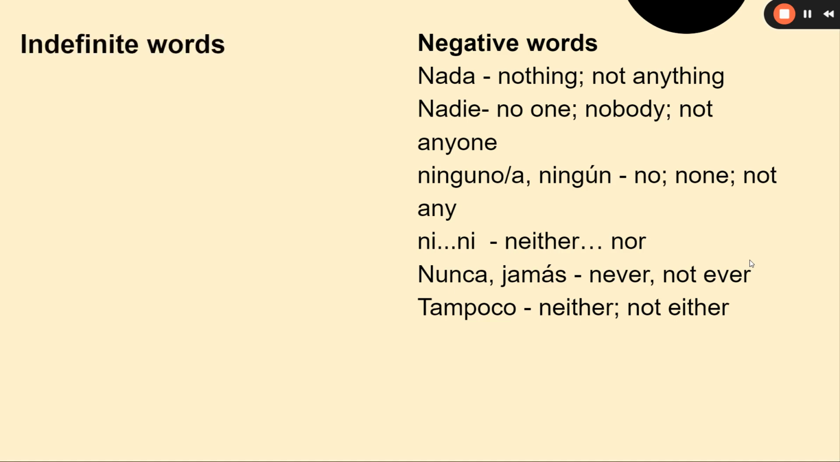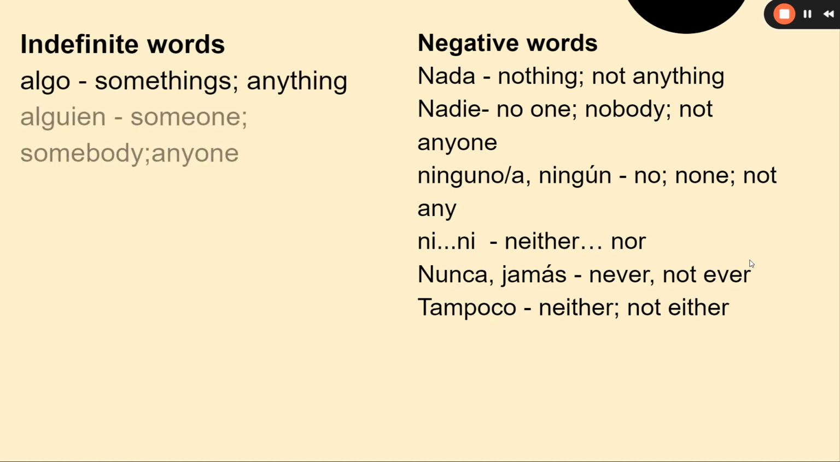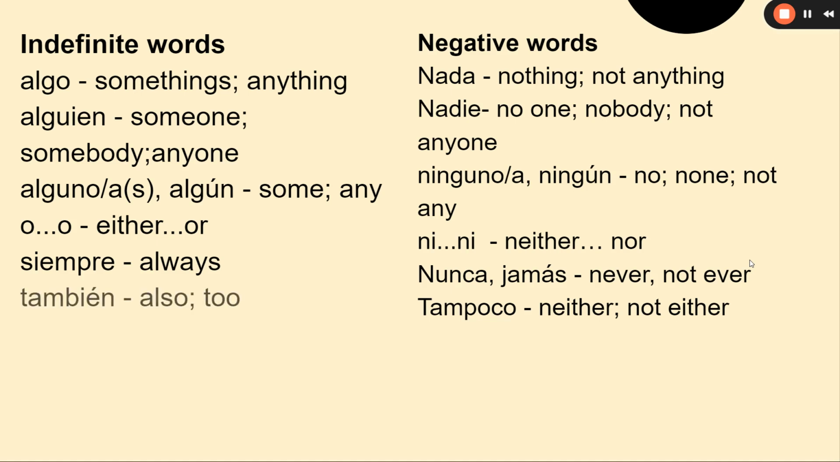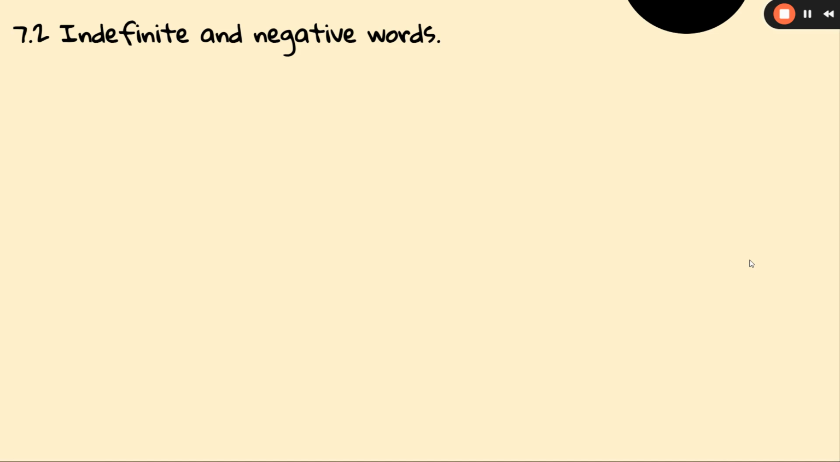Now, these are the affirmative words. Algo, something or anything. Alguien is someone, somebody, or anyone. Alguno or algún would be some or any. O deals with either or. Siempre, you've already seen, means always. También, you've seen already, which means also or too.